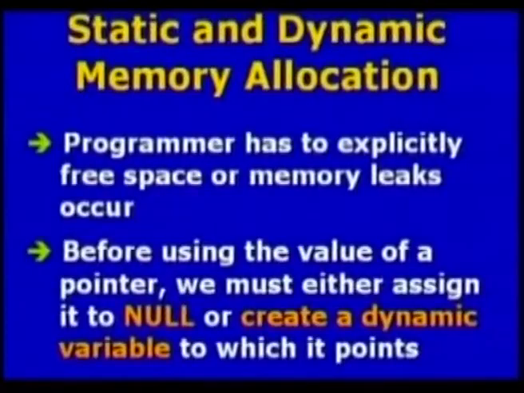So before using the value of a pointer, we must either assign it to null or create a dynamic variable to which it points. So I first create a pointer that's going to point to a storage area. How big is that storage area? We're going to allocate it later on. So first, you're going to create a pointer and make it point to null, if you like. And then once you reserve a space in the memory, you're going to make that pointer point to this block. After that, you can access any entry or any location within this space using this pointer, normal pointer accessing.